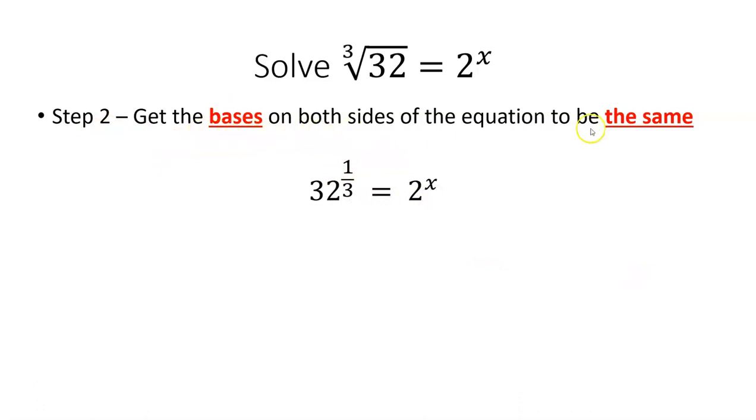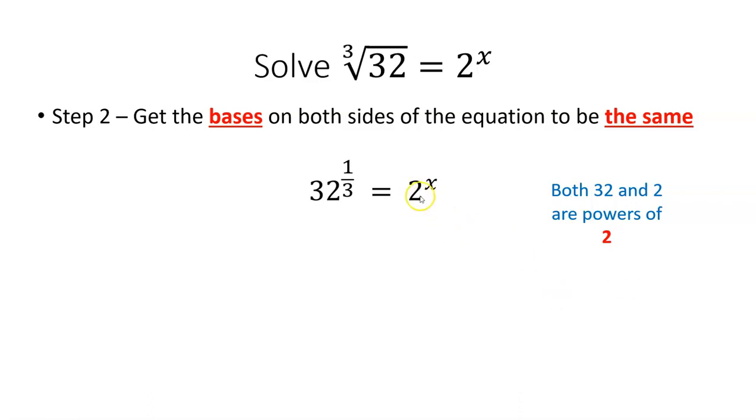Our next step is probably the most challenging step. Get the same bases on both sides of the equation. We don't have that right now. We have a 2 and a 32. But as we looked at earlier, we need to recognize what 32 is a power of and what 2 is a power of. Are they powers of the same number? And they are. They are both powers of 2. So we're going to rewrite them as powers of 2.